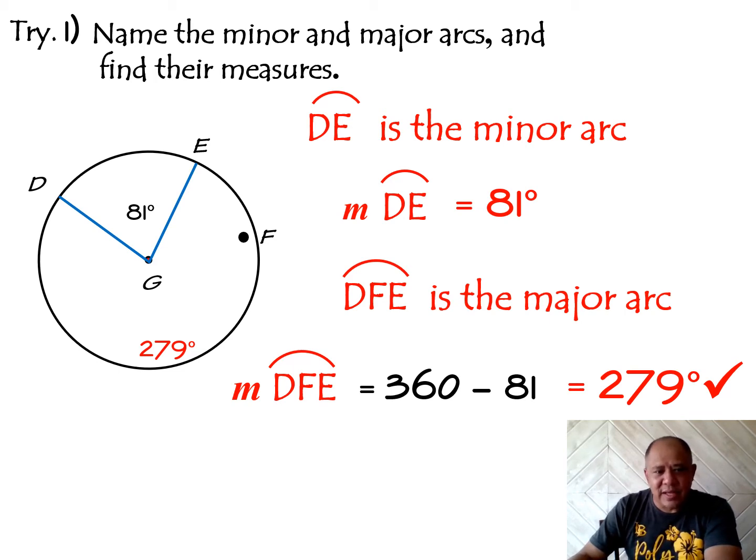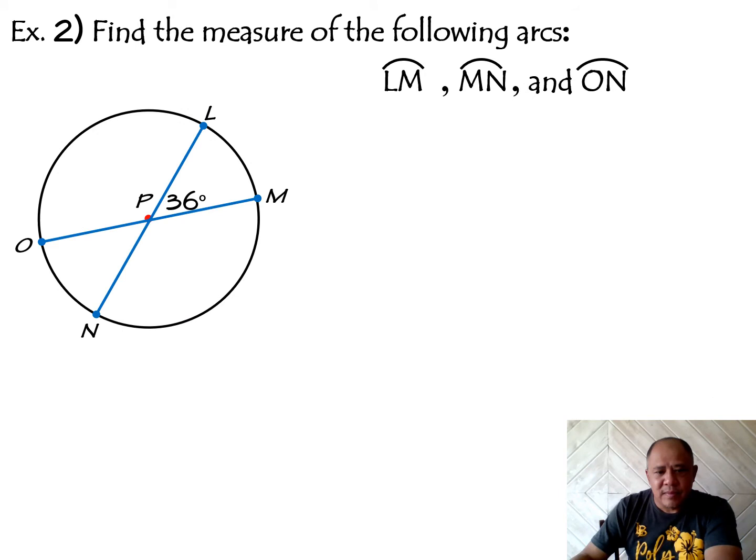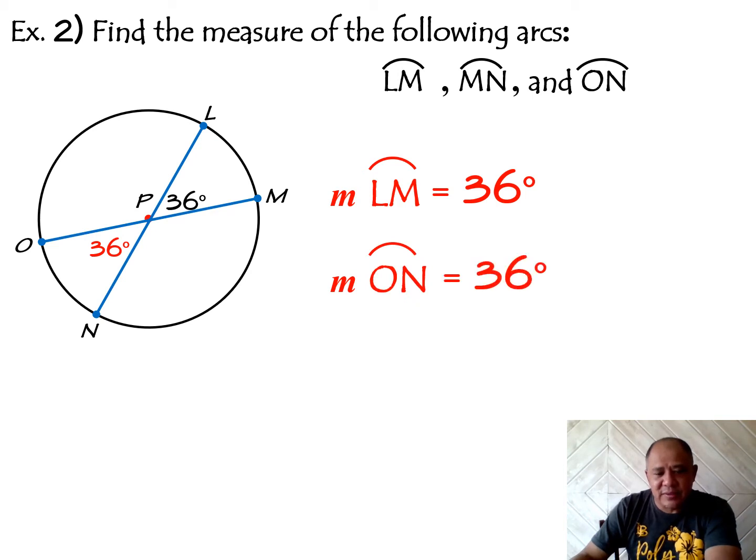Okay, let's move on to example 2. Let's go ahead and examine example 2. First of all, what's given to us is the measure of LM. LM is 36 degrees. That's pretty simple. Now, given that, how do we find the other angles? Well, let's take a look. Do you see ON? ON creates an opposite vertical angle. You remember vertical angles are opposite angles that are equal. So ON is 36 degrees as well. So we can say the measure of ON is 36 degrees.